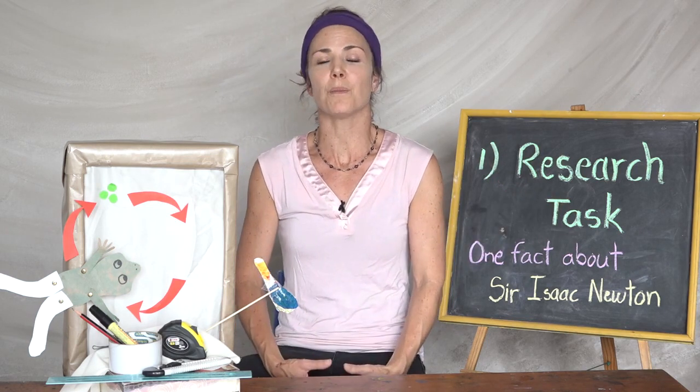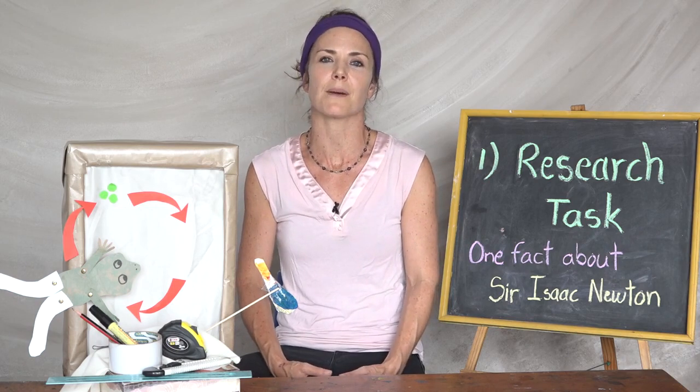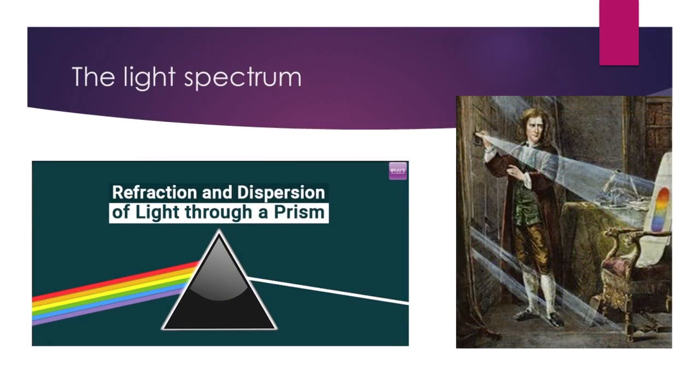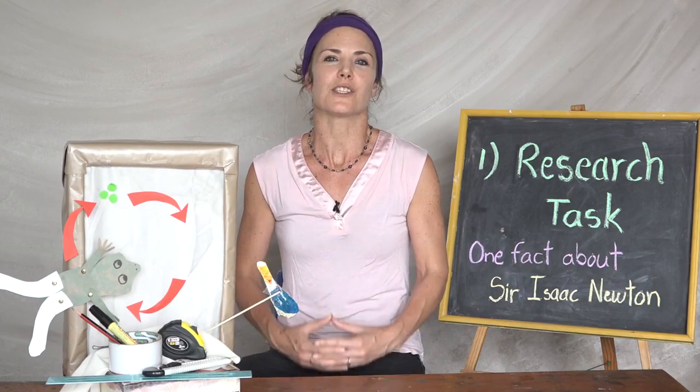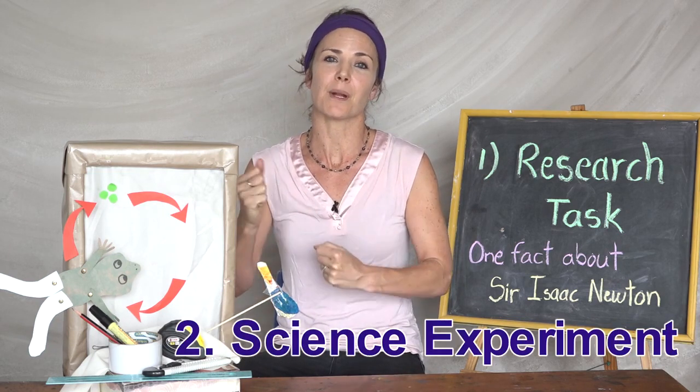The first thing that I would do is ask children to do a research task, where they would have to go home or go to the computer labs and research one interesting fact about Sir Isaac Newton. And this is an interesting character because he's a mathematician, a physicist. The second thing I would do is to really grab their attention with a science experiment. And that's what I'm going to do now.